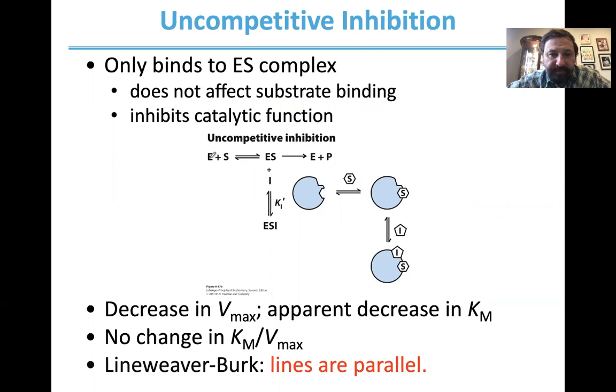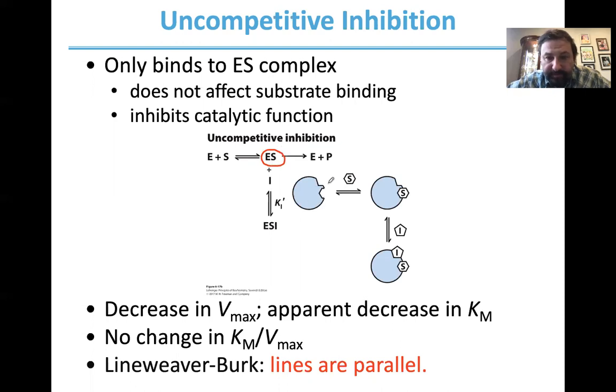So here the enzyme and substrate bind to form the enzyme substrate complex, okay? And only then the inhibitor will come in and bind to the enzyme substrate complex. And obviously it will be at a site which is different from where the substrate binds, because the active site is already occupied. So let's look at that.